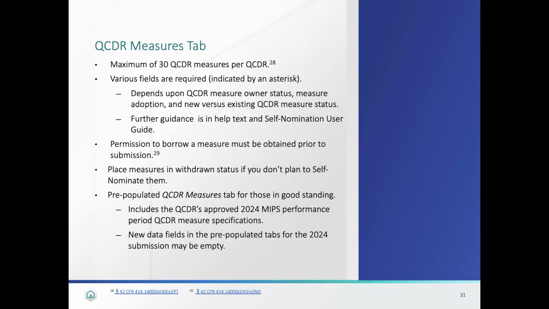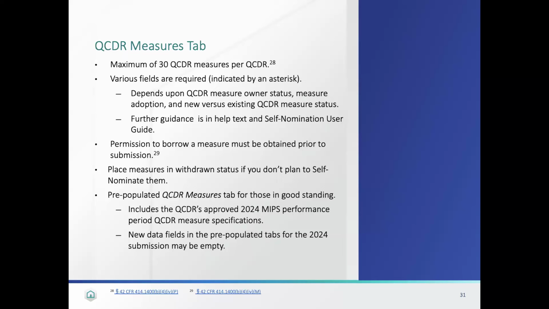QCDRs are allowed to submit up to 30 QCDR measures per self-nomination period. Each measure will have various fields that are required to be filled out, and the required fields will be marked with an asterisk within the self-nomination. Required fields will vary depending on the measure owner status, if the measure is owned or borrowed, and also whether the measure is a new measure or an existing measure. Please utilize the help text that accompanies each field, and also there's helpful information in the self-nomination user guide that can further guide you when you're populating this measure information. And you can also submit a comment directly in your self-nomination if you need additional help, as we do monitor those daily.